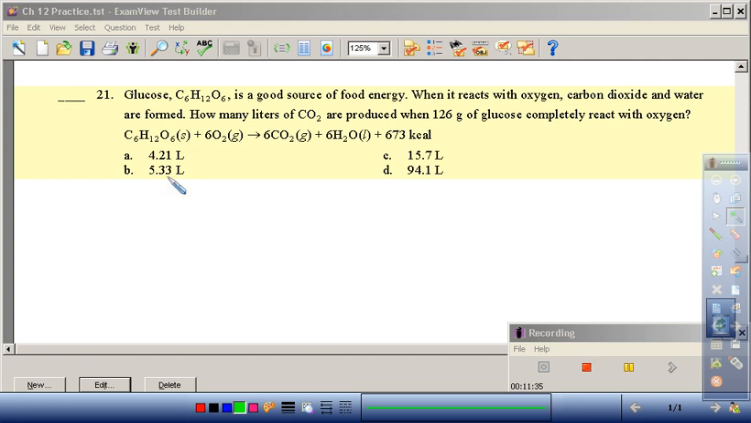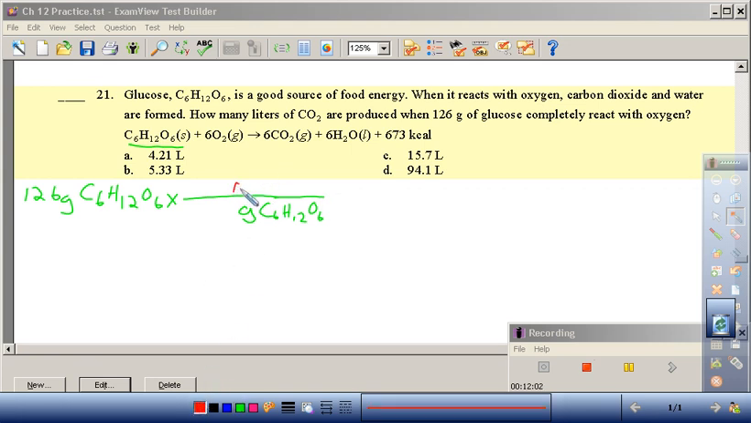Alright, so I'm starting with my given 126 grams of glucose. Glucose is this guy right here. And it tells you that in the problem. I don't want grams of that stuff. The only thing I can change grams to is moles of the same stuff. Make sure you write the chemical formula each time. Okay, it's 1 mole. It's always 1 mole for grams.